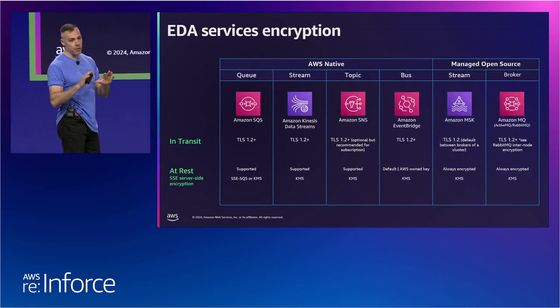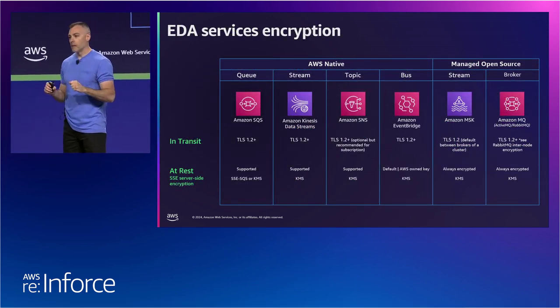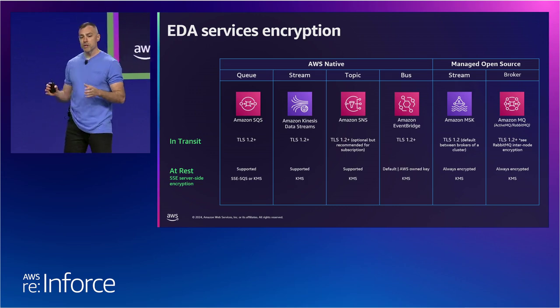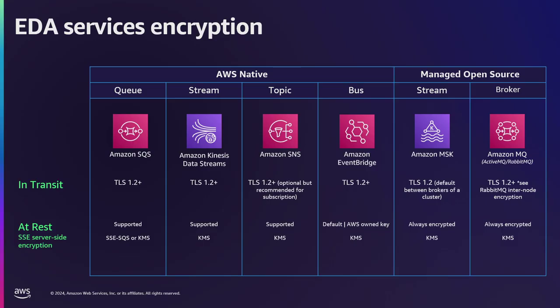We already saw a few of those components. These are cloud-native services, or they can be managed open-source services. Those services can help you with queuing, streaming, topics. They can be a broker, a bus. But what is important is that, first, we always recommend that you use the secure endpoint, with TLS 1.2 minimum. Some of those services will enforce it.